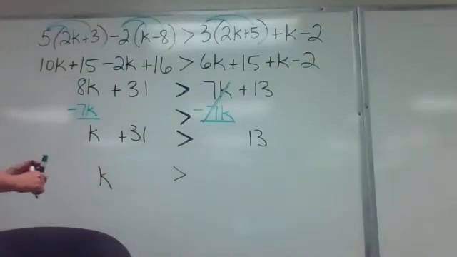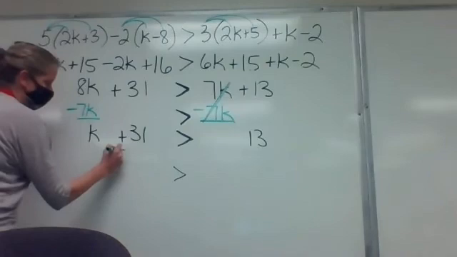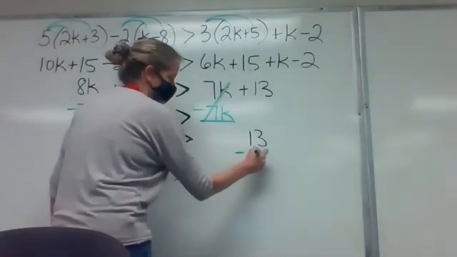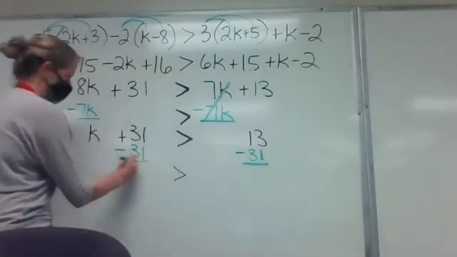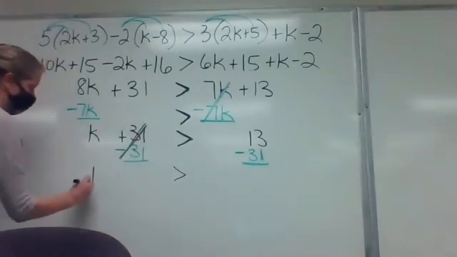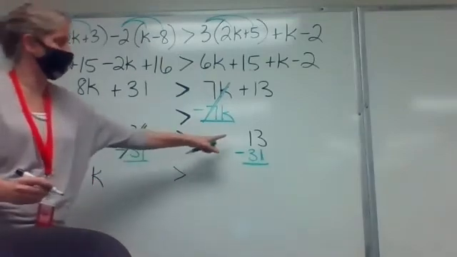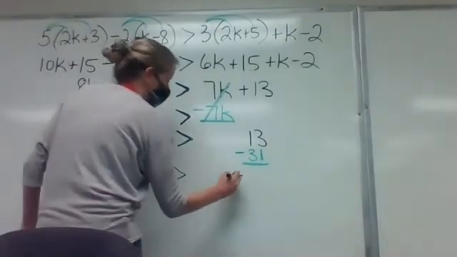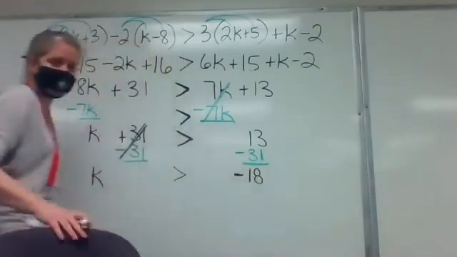So I need to get rid of plus 31 on both sides. So what am I doing now? Minus 31 on both sides. So the 31s cancel. There's my K all by itself. So over there I have 13 minus 31. I'm probably going to punch that in, which gives me negative 18.